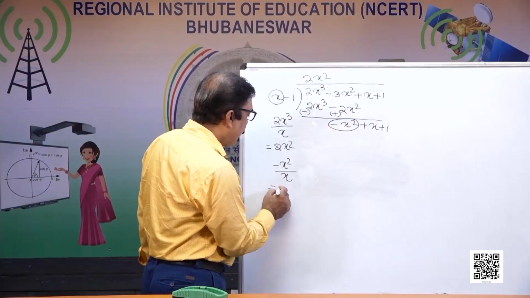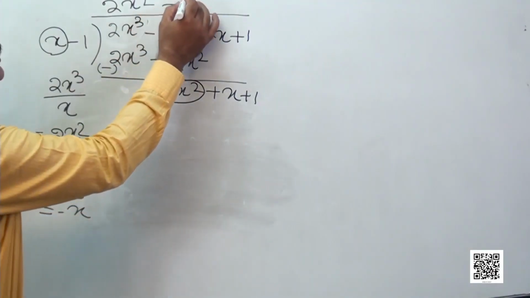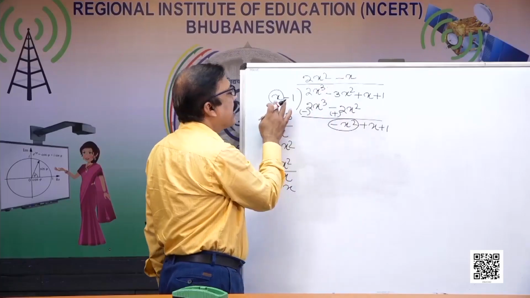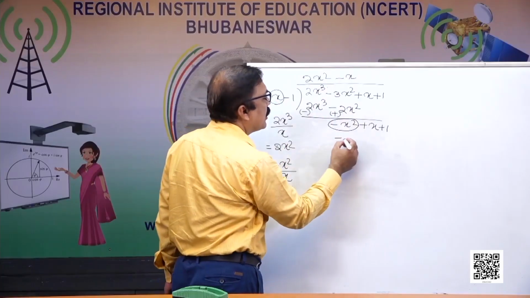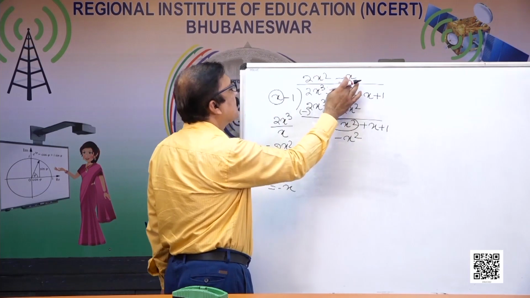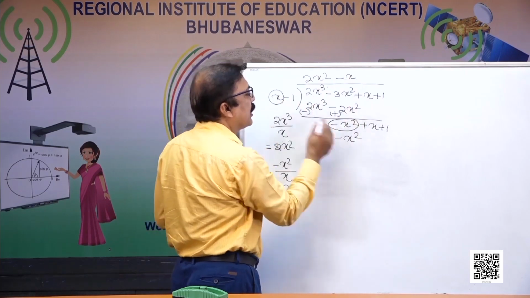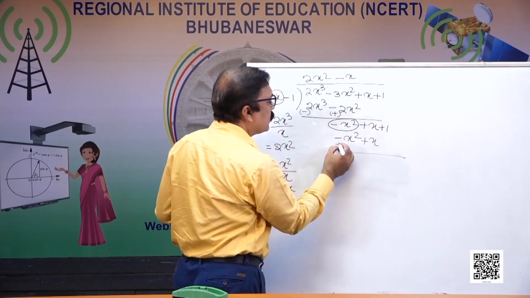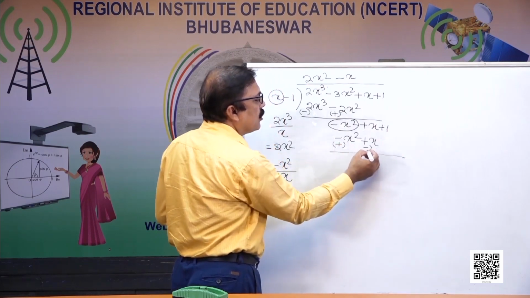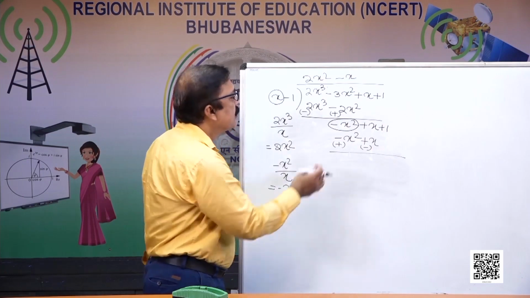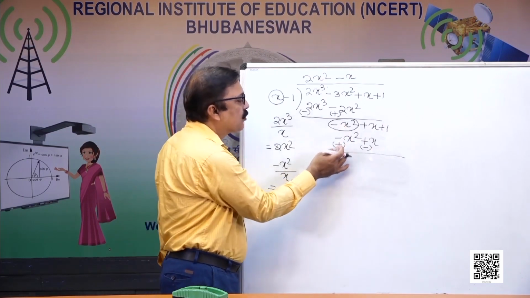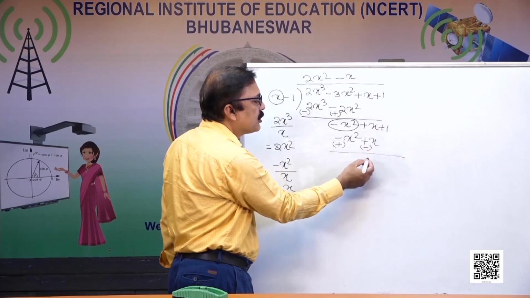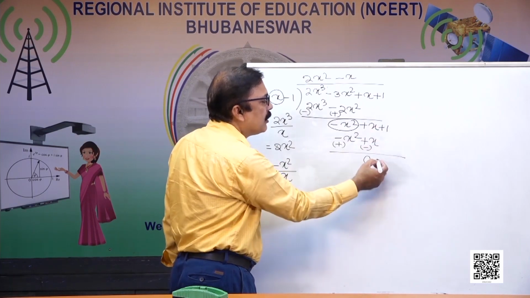So we can write minus x here in the quotient. Minus x into x gives minus x square, minus x into minus 1 gives plus x. Now subtract. To subtract, we have to change the sign. So minus x square plus x square becomes 0, plus x minus x becomes 0, and the rest is to be written here.